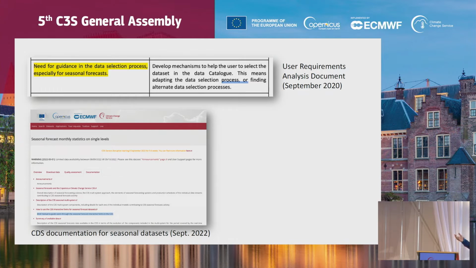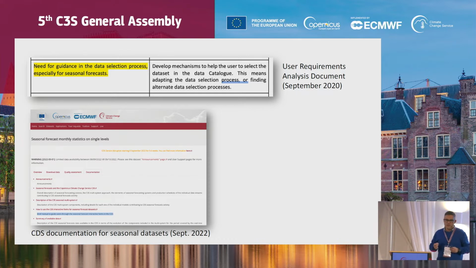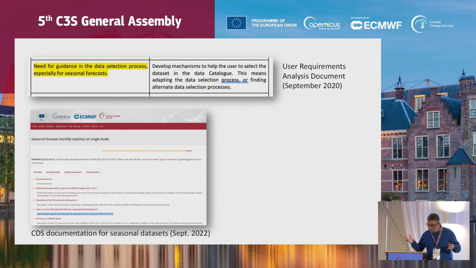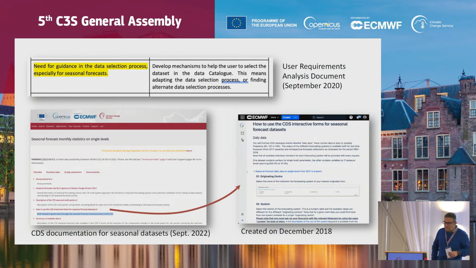So if you look at how the seasonal forecasts look today, September 2022, and you look at the documentation, there's a point there that says something like, how to use the CDS interactive form, so it's a brief manual to guide users. So you might say, well, we have acted upon that user requirement. But the thing is that the document this points to was created in December 2018, 2 years before that. So we need to understand what's not matching here, but that's one of the points.